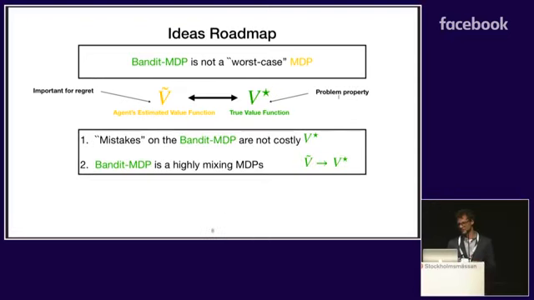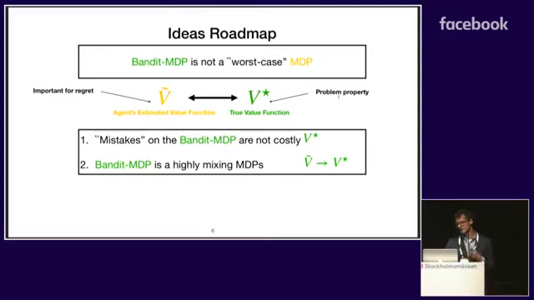The first one is by looking at how the true value function behaves. Maybe it is nicely behaved, so it will hopefully point toward the right direction. And the idea is that the mistakes are essentially not very costly. If you make a mistake on the bandit MDP, you're going to lose some immediate reward, but then it's the same problem again. So you would expect the mistakes not to be long-lasting.